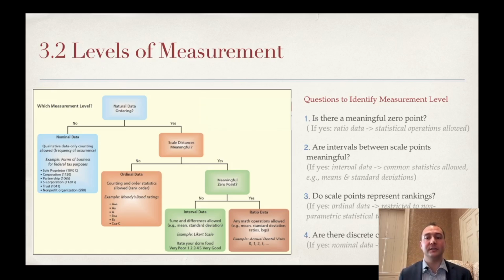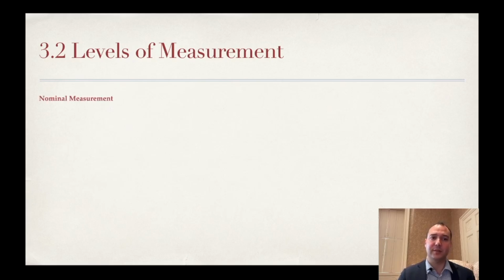Finally, are there discrete categories? If yes, this is one of the most basic levels of measurement, then we have nominal data, where only counting is allowed. We can only count how many are in each group. Let's talk about these in a little bit more detail.